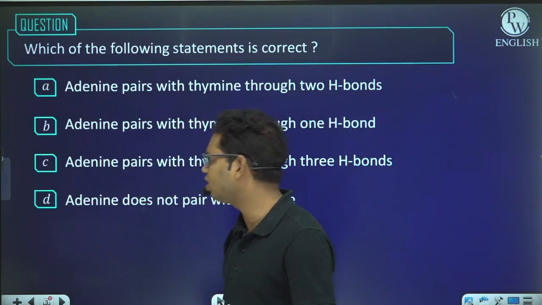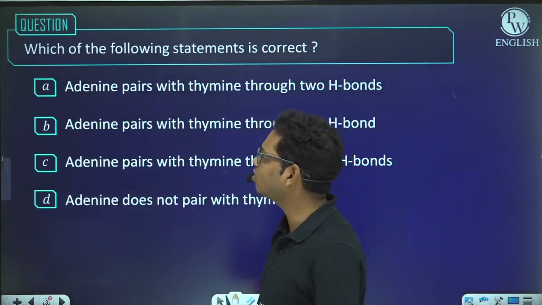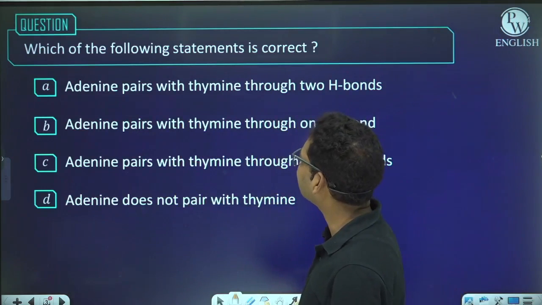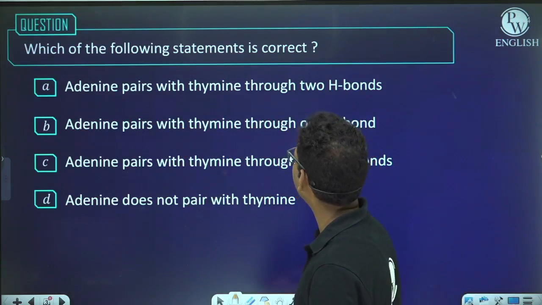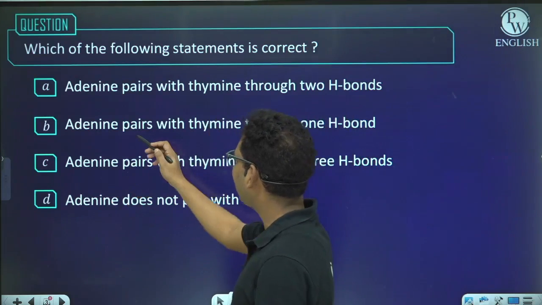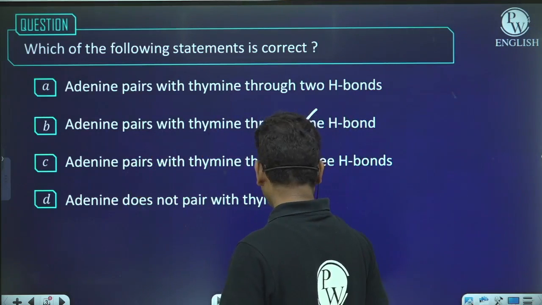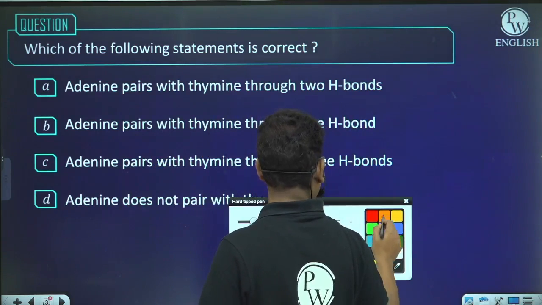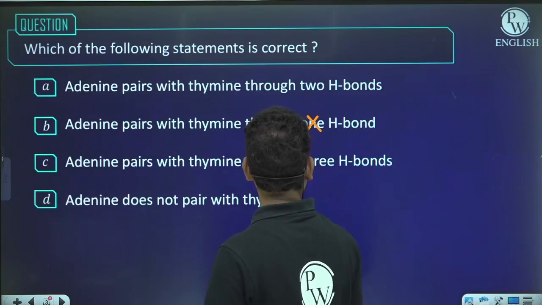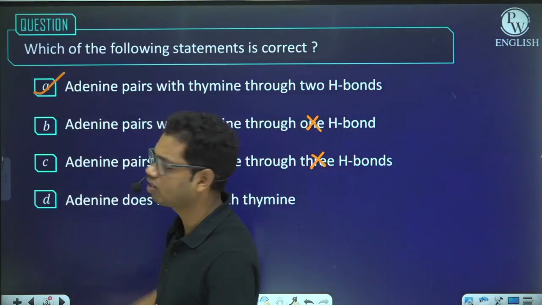So the first question is about the structure of DNA, and it says, which of the following statements is correct? Adenine pairs with thymine through 2 hydrogen bonds. Yes, this is the correct answer. Why? Because option 1, adenine pairs with thymine through 1 hydrogen bond, is incorrect, right? Because it pairs with thymine by 2 hydrogen bonds. So the answer is going to be A.